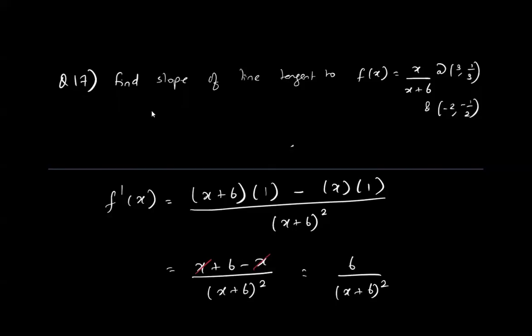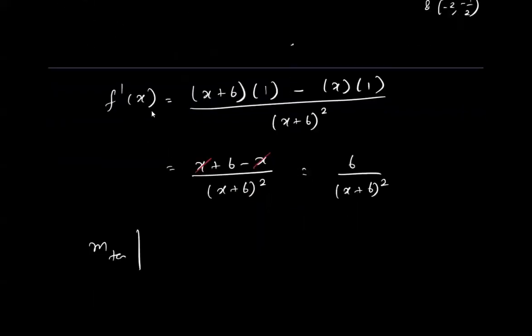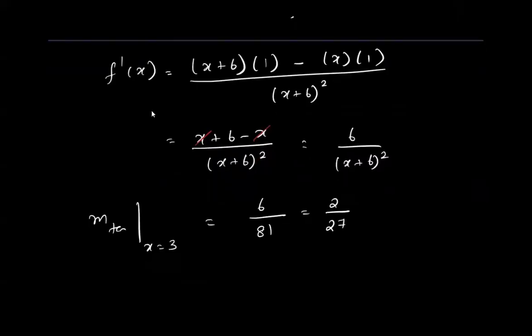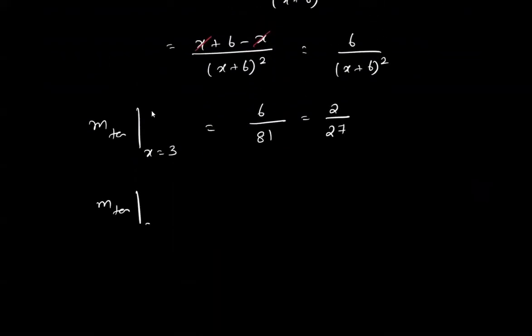So the question is asking you to find the slope of the line tangent to this function at two different x values, right? So what is the slope of the line tangent at an x value of 3? I just substitute 3 here. 3 plus 6 is 9, squared is 81. I can simplify this to 2 over 27. Then the slope of the tangent line at an x value of -2 is 6 over -2 plus 6, which is 4, 4 squared is 16, which is 3 over 8.